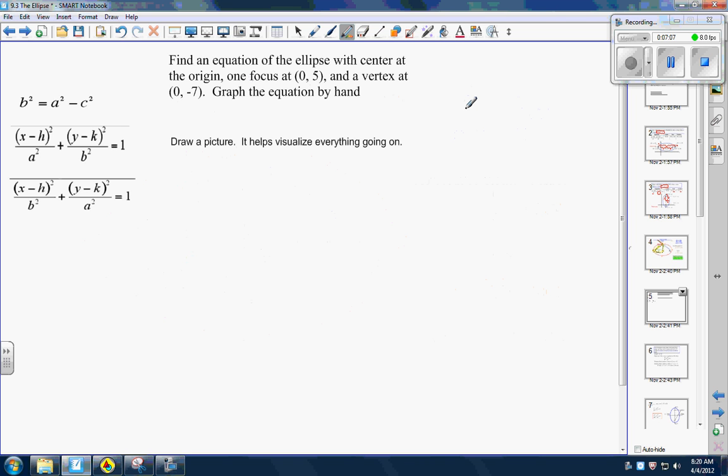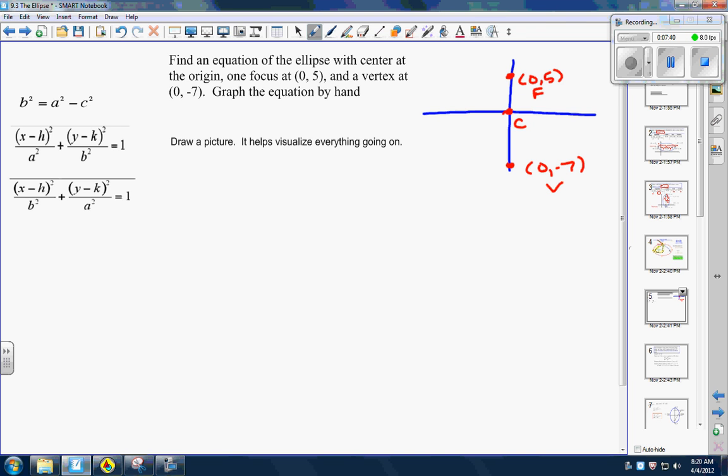So find an equation of an ellipse with the center at the origin, so we'll make this one easy. One focus at (0, 5) and a vertex at (0, -7). And then we want to get a picture of this. So I always do a rough little picture just to see which way it opens and which formula I need. Okay, center's right at the origin. Focus at (0, 5), and that's a focus. Okay, vertex down here at (0, -7).